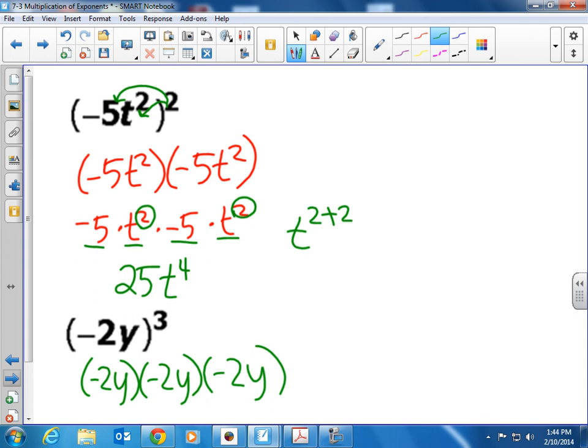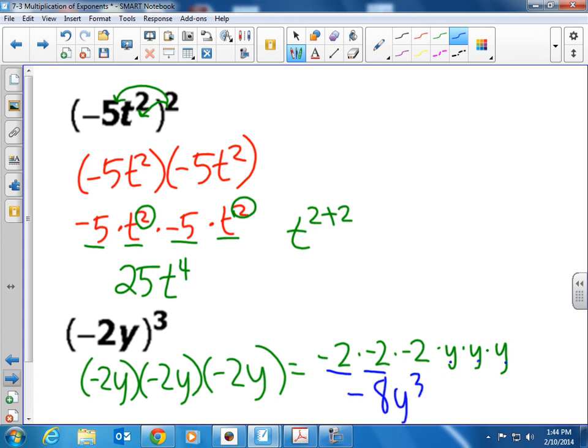Now, remember, I can write this as, I don't know what is going to work best for your brain to see this. You could write all your negative 2's together. I had 3 of them. And then all your y's together. And now let's multiply. Negative 2 times negative 2 is 4. 4 times negative 2 is negative 8. What's y times y times y? That's y to the 3rd. Remember, these all have exponents of 1. So when I see my base being written out multiple times, what do I do to the exponents? I add them. Okay, so that's all of the rules coming together. So there's my answer, negative 8 y to the 3rd.